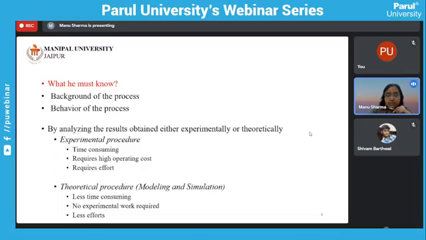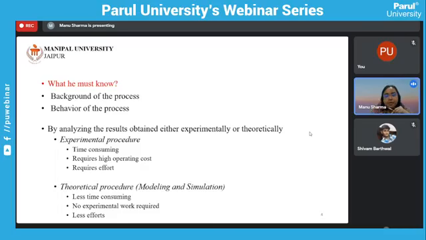Now, to conduct the experiments and to generate the experimental data, it is a very time consuming process. Also, it requires high operational cost, high manpower is involved, and it requires a lot of effort, a lot of time. So to avoid all these things, we have the option of modeling and simulation.